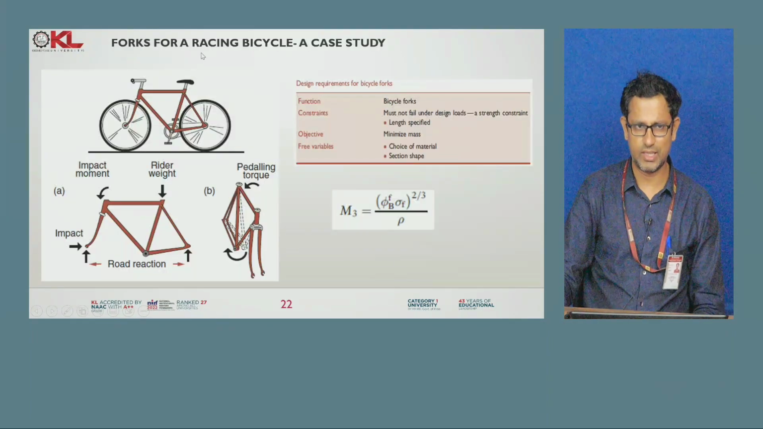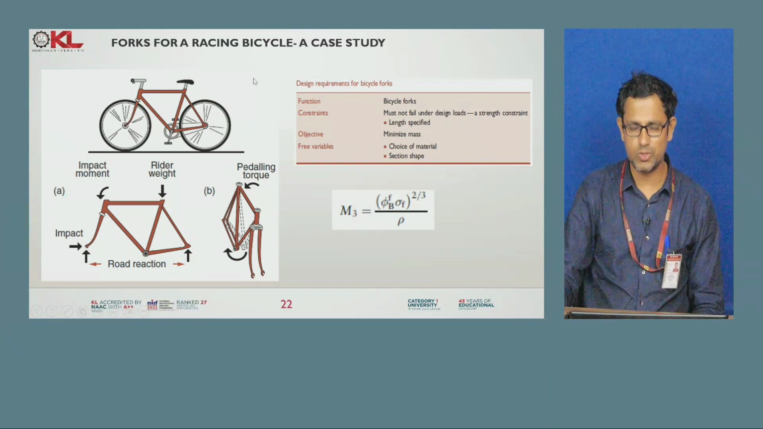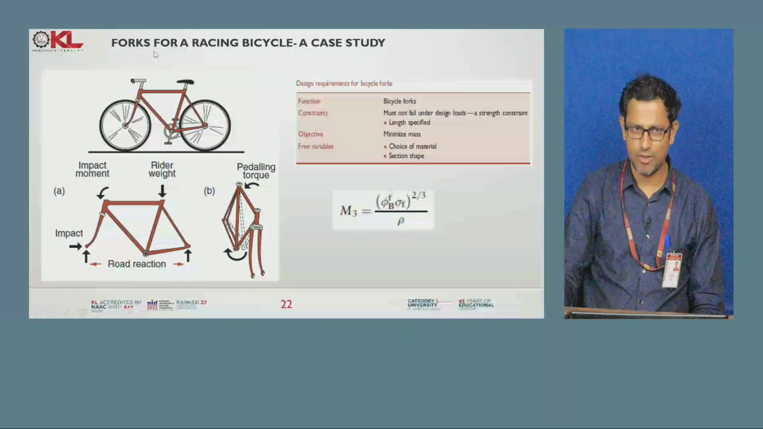So let's see one case study, the forks for a racing bicycle. How to choose a material for these forks? I told you in the previous session how to select a material. First thing we have to do is find out the design requirements. So what is the function of the forks, what are the constraints we have while designing the forks, what is the objective of the forks, and what are the free variables we have.